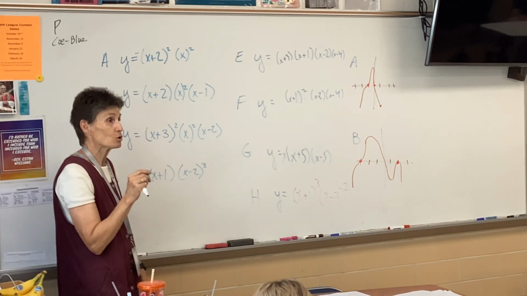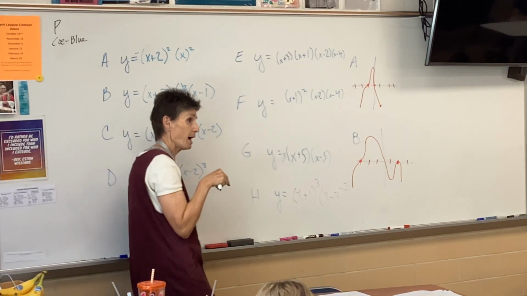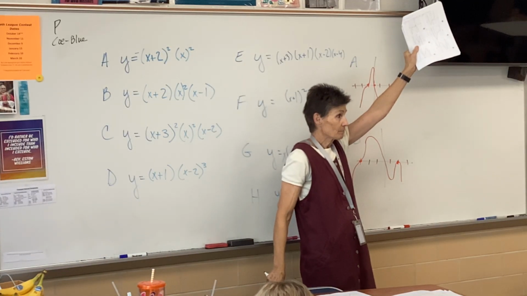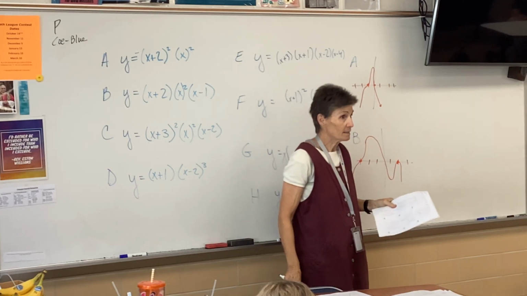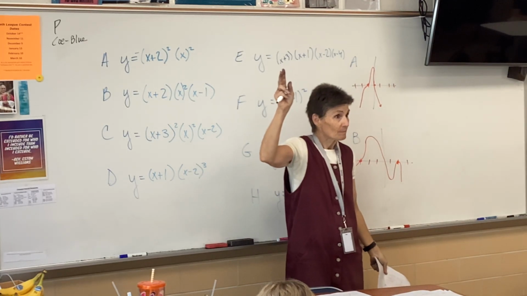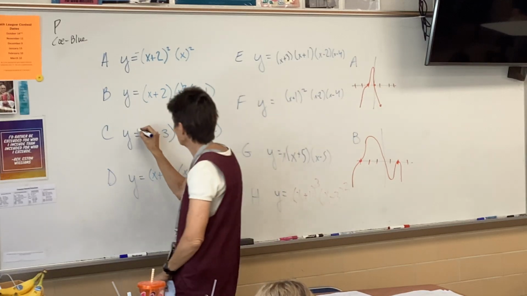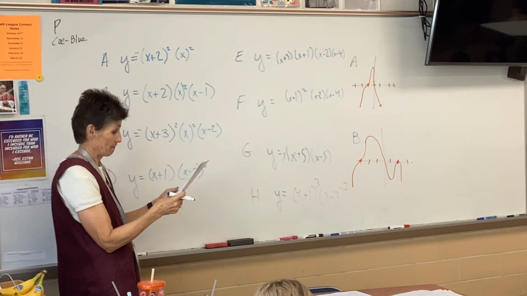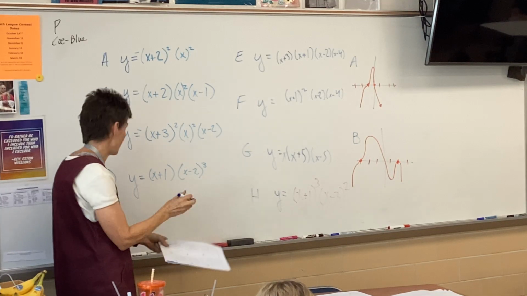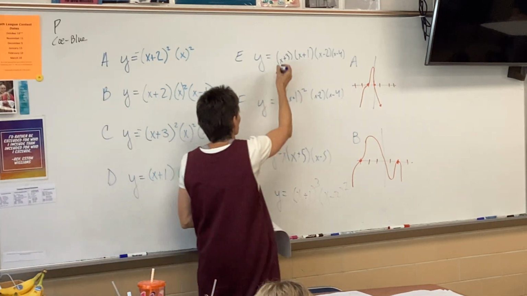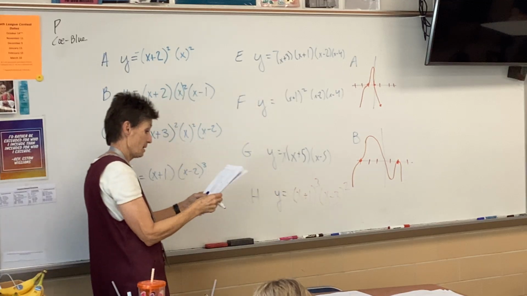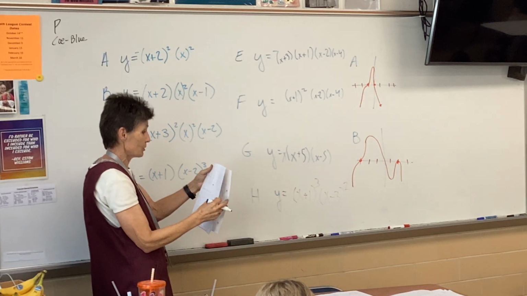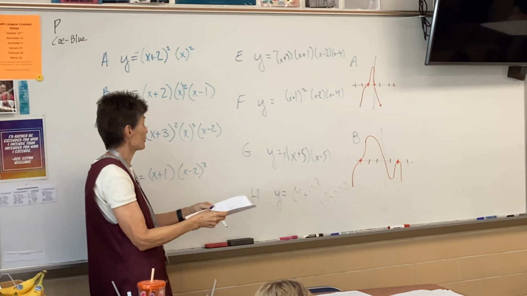Yes, because normal odd end behavior is down, up. This one is up, down, so that's negative. C is negative. All right, what about D? Nope, D's good. E needs to be negative. F looks okay. G looks okay. And H looks okay.